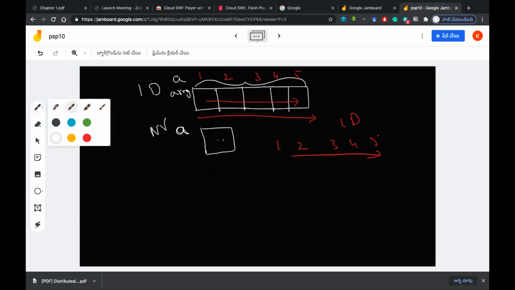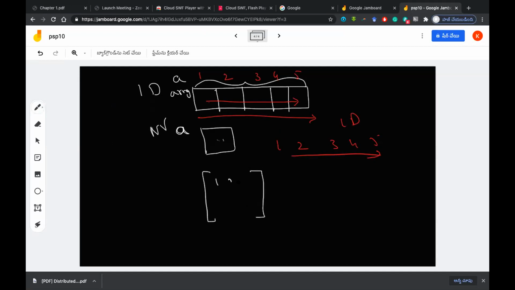Now I will tell you one thing. I think you all have done matrix problems like 1, 2, 3, 4, 5, 6, 7, 8, 9. What is this matrix? What is this M by N? Can you tell me? 3 by 3. 3 by 3 is your matrix. What is this 3 by 3? How many 1D arrays are you finding? Can you tell me? 3. You have three 1D arrays that you are finding, 1, 2, 3, 4, 5, 6, 7, 8, 9.